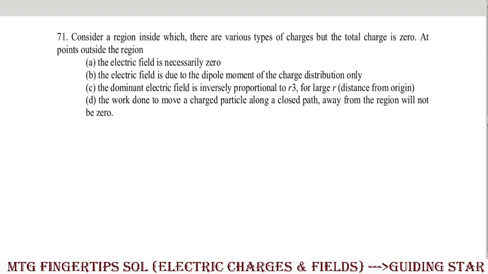So let us try to understand the question by drawing a figure. Here what is being said is that consider a region inside which there are various types of charges. The region could be a regular spherical region or cylindrical region. It has not mentioned any particular region. Clear? Just a region. Let us consider a spherical kind of region, and various types of charges are there, but the total charge is 0. Net charge is 0.